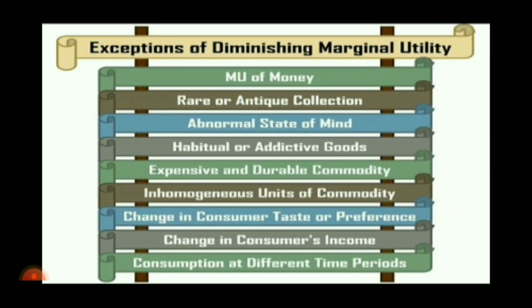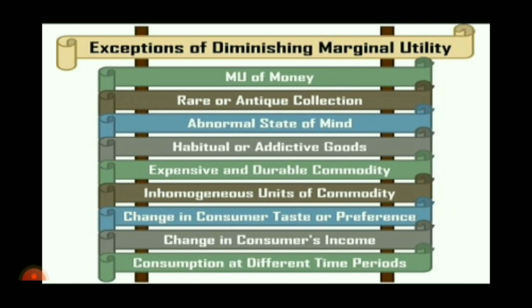Let me tell you about the exceptions to the law of diminishing marginal utility. Marginal utility of money. This law is not applicable when the commodity consumed is money, since the marginal utility of money goes on increasing as the person earns and spends more and more of it. Habitual or addictive goods. When the consumer is obsessive about consuming a particular commodity such as alcohol or drugs, he will always want more of it.